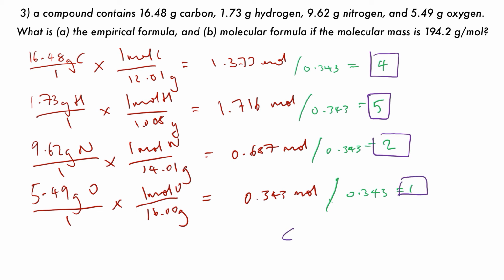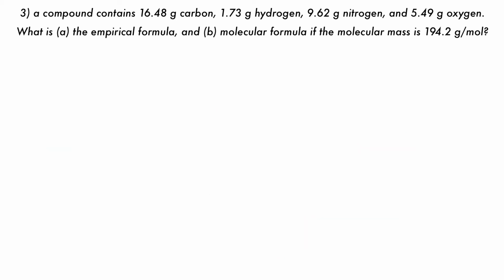So our empirical formula will be C4H5N2O. And we can then use this to find our molecular formula. So our empirical formula was C4H5N2O. We're told that the molecular mass of our molecule is 194.2 grams per mole. So as always, we need to find out what the molar mass of our empirical formula is.